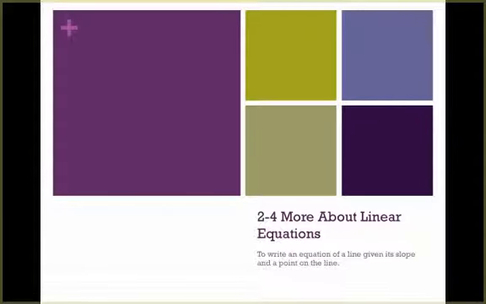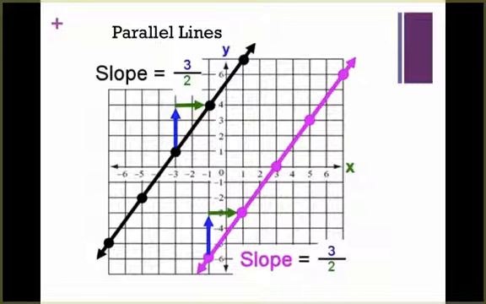We're going to continue our discussion of section 2.4 about linear equations, and we're going to focus on looking at some parallel and perpendicular lines and how we work with those and their equations. Let's look at these two parallel lines and see what happens in terms of their slopes.